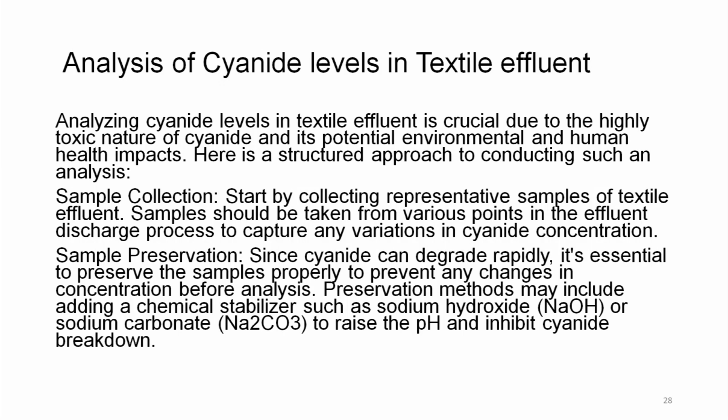Sample collection. Start by collecting representative sample of textile effluent. This is a universal rule. Samples should be taken from various points in the effluent discharge process to capture any variation in cyanide concentration. Sample preservation. Since cyanide can degrade rapidly, it is essential to preserve the sample properly to prevent any changes in the concentration before analysis.